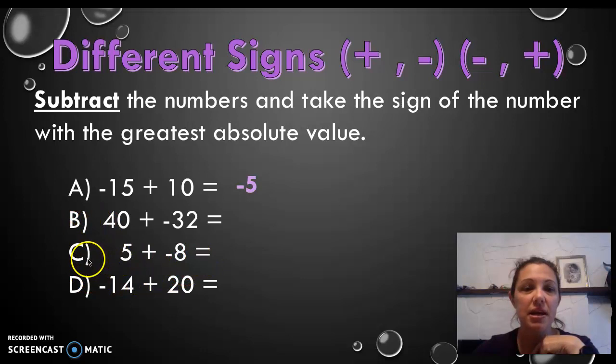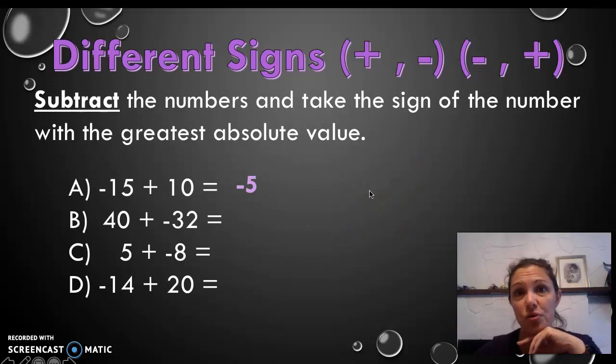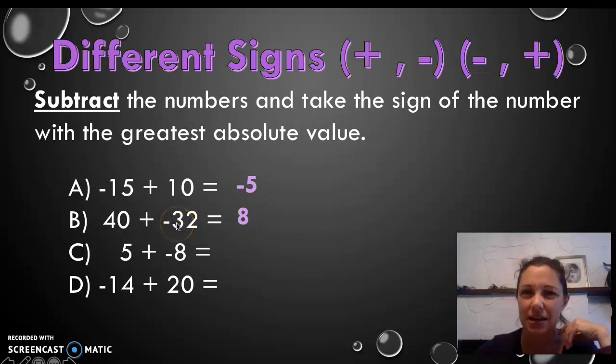40 plus negative 32. So the first thing I want to think about is, what's 40 minus 32? If you need to work these off on the side of your paper, do that so that you don't get these wrong. Well, I know 40 minus 32 is 8. Now I need to think about which one of these is a stronger number. Well, 40 is greater than 32, and it's positive, so my answer is going to be positive 8. The other way we can think about this, it's another way of writing 40 minus 32. You're adding negativity to that number, so that's like a subtraction problem.